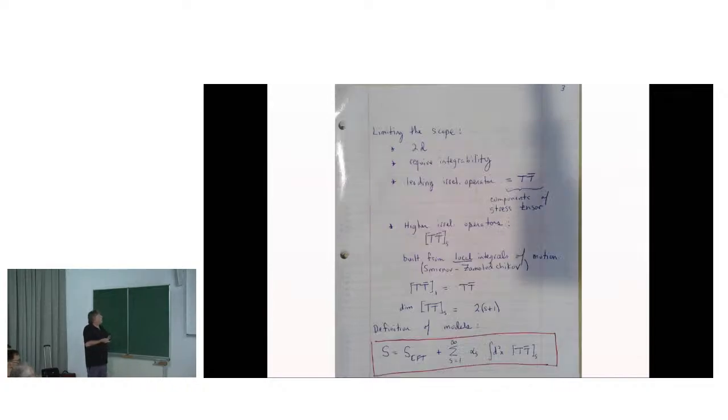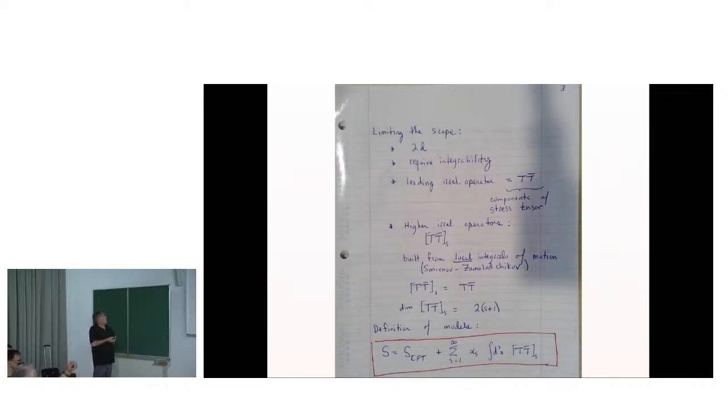So, like I said, we have to limit the scope here. I'm going to be only in 2 dimensions. That allows integrability. I want to look at the perturbation by irrelevant operators, so I'm going to the very high energy limit now, where the irrelevant operators are the important ones. I'm going to take the leading irrelevant operator to be T T-bar. Many people here are familiar with this kind of thing.